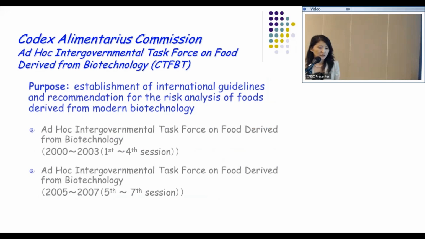And under the Codex Alimentarius Commission, the ad hoc Intergovernmental Task Force on Foods Derived from Biotechnology was created. And there, establishment of international guidelines and recommendations for the risk analysis of foods derived from modern biotechnology was targeted. The discussion at Codex Alimentarius Commission can be divided into two rounds, and the first round, concluded in 2000, is considered a milestone.